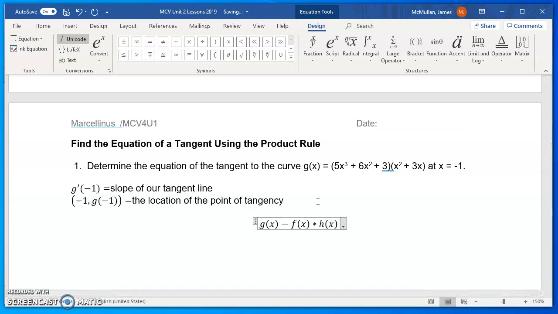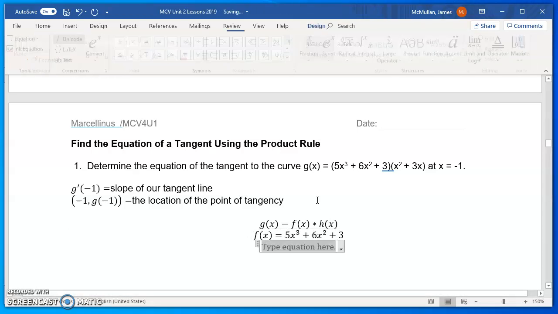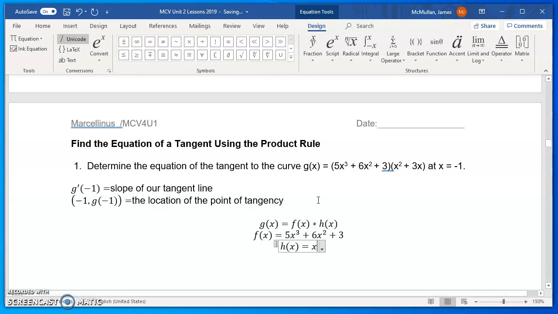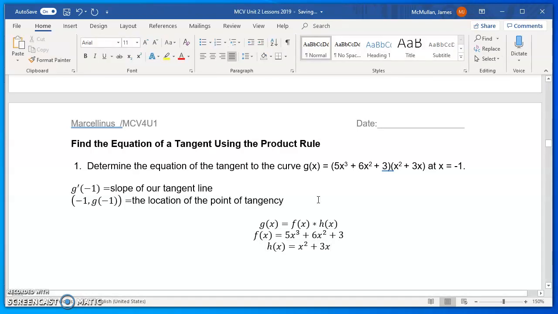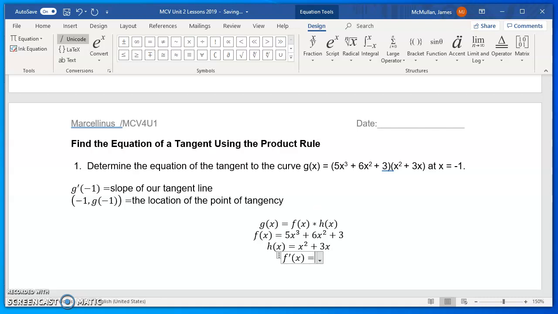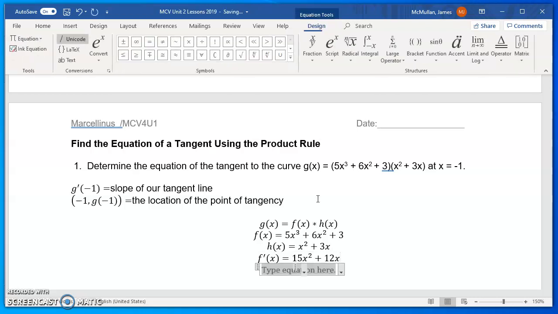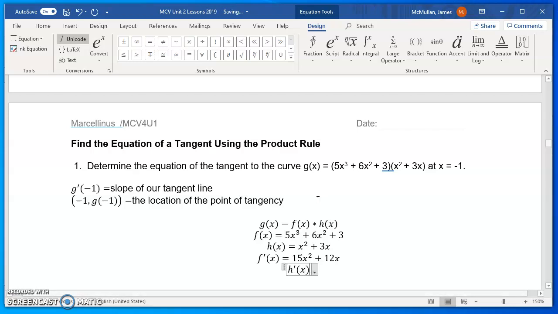Okay, so then I know that f of x is 5x cubed plus 6x squared plus 3. And I know that h of x is x squared plus 3x. Therefore f prime would be 15x squared plus 12x, right? Again, just using my power rule on the f function there. And the h prime would be 2x plus 3, because that's what happens when you take the derivative of h.